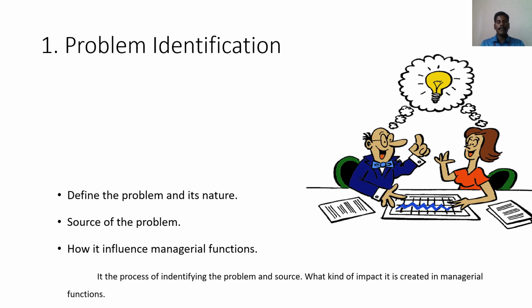We need to identify where the problem started and what different factors are influencing the managerial functions of the company. After identifying this, only then can we go for the next step of finding a solution. So the first step is identifying the problem and the reasons behind it. That is the first step of decision making.